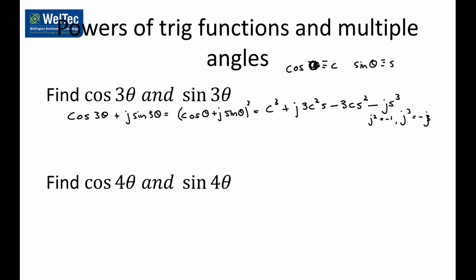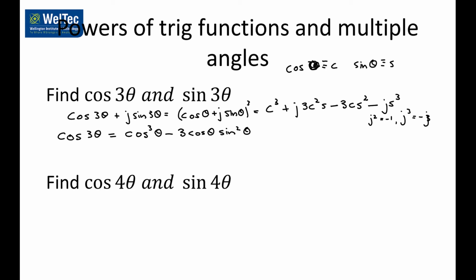Now if we equate the real parts, so the real part would be cos theta, the left hand side gives us cos 3 theta, and that's got to match up with the non-j bits, if you like, from the right hand side. So cos 3 theta is going to equal, I'll write it out in full this time, cos cubed theta minus 3 cos theta sine squared theta.